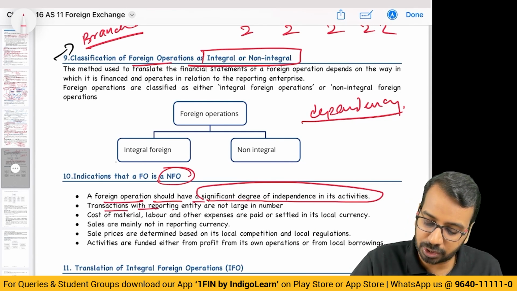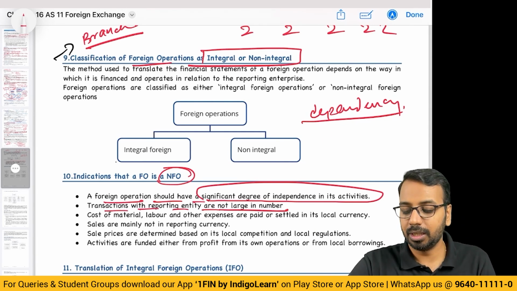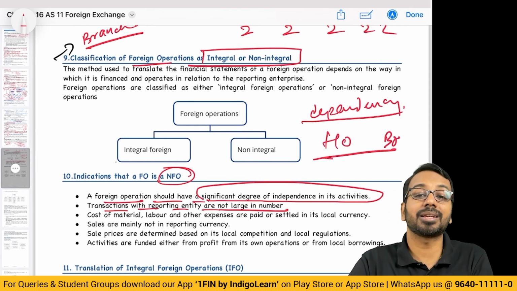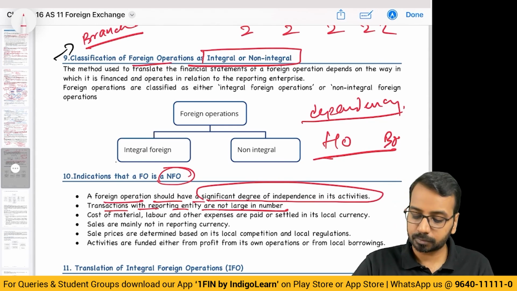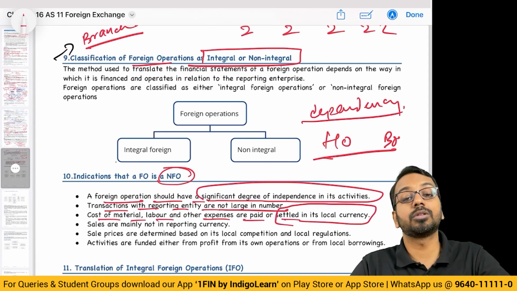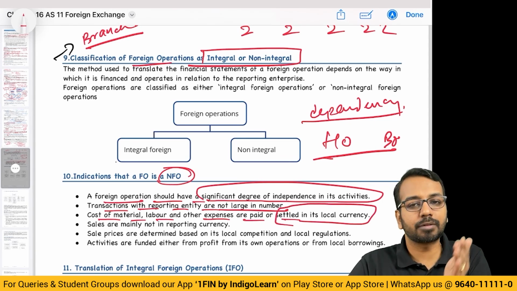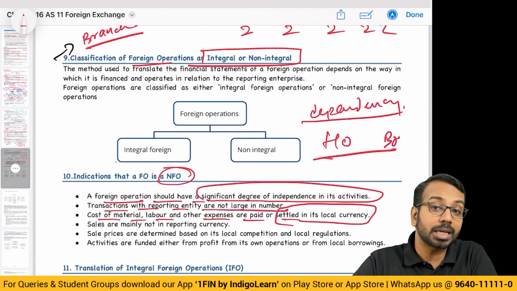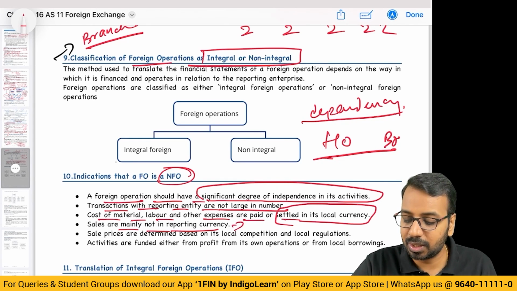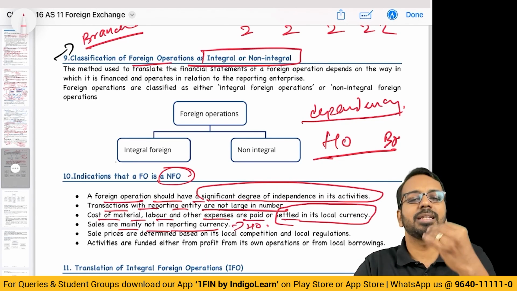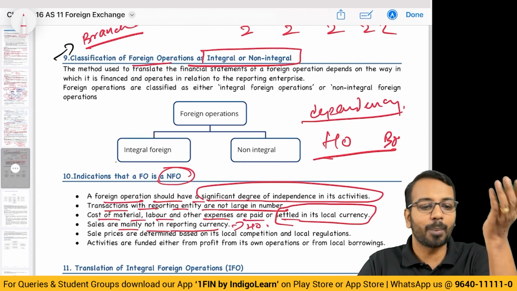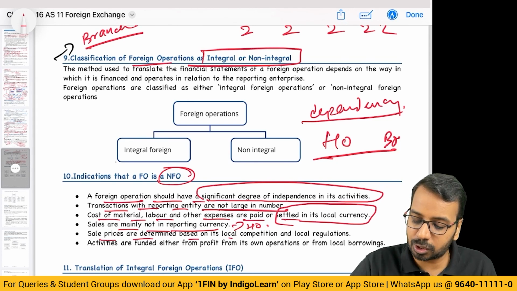Then the transactions with the reporting entity are not large in number. So between the head office and the branch office, there are not frequent transactions. There are only limited transactions that you can see. Cost of material, labor and other expenses are paid or settled in its local currency. So the non-integral foreign operation will carry out a lot of transactions in its local currency only, not in the head office currency. Sales are mainly not in reporting currency. Whose reporting currency? Reporting currency of head office. So they are handling sales independently. They are collecting amounts in foreign currency, keeping the amounts with them only, and remitting only partially. Sale prices are determined based on the local competition.